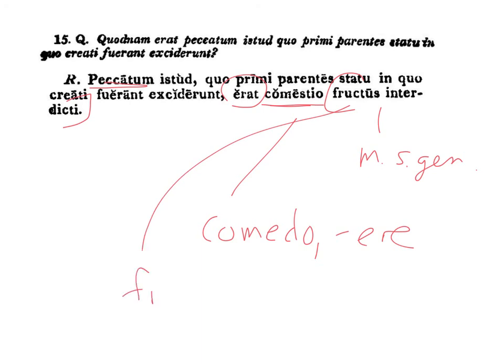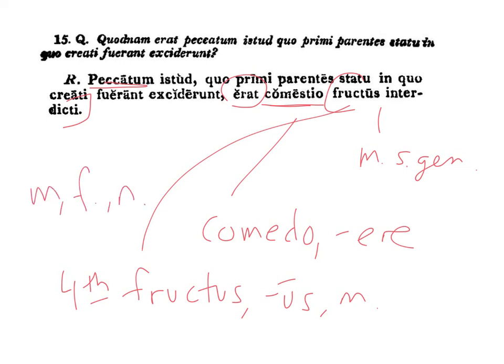Fructus is a fourth declension noun. Fructus is the nominative, us the genitive, and the gender is masculine. Most fourth declension nouns are masculine, some are feminine, and a very few are neuter. That's a handy rule of thumb, or pollicus regula. Interdicti, as a participle, is also masculine, singular, and genitive, from the verb interdico, to forbid. So the eating of the forbidden fruit, that was the peccatum istud.